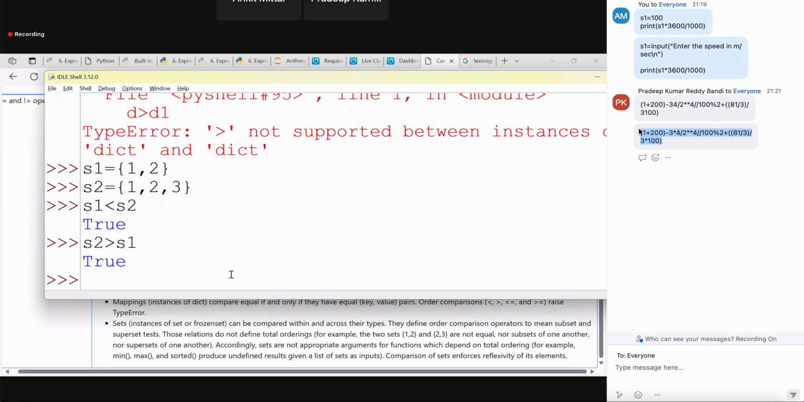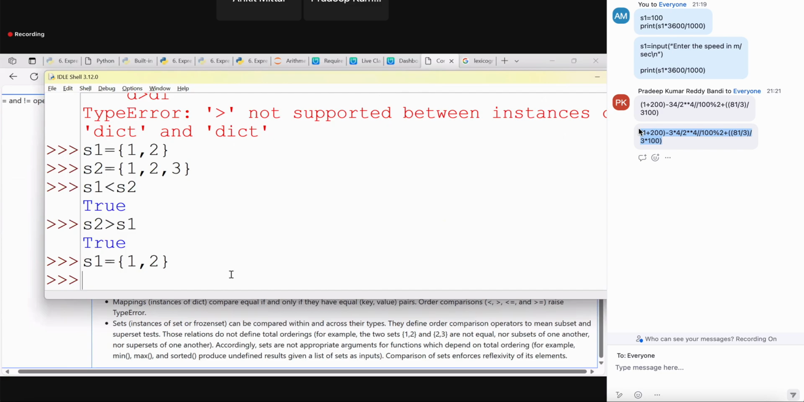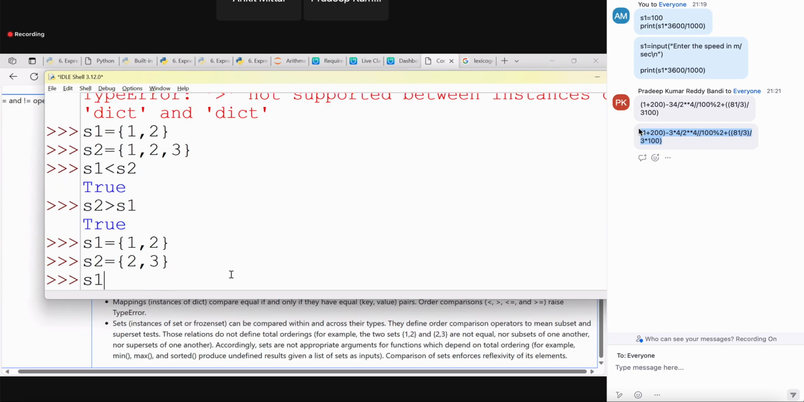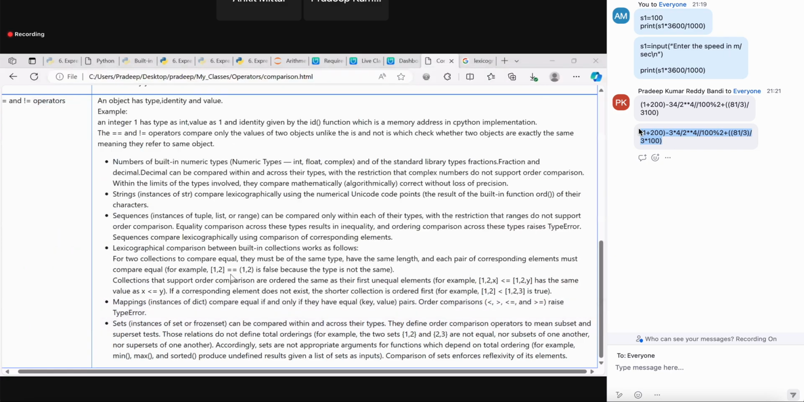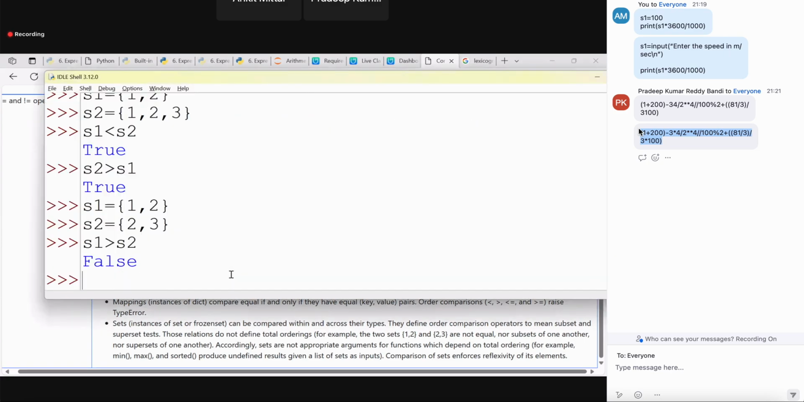But if we take some odd case, like if I say S2 is equal to {3}, then S1 greater than S2 is False. So why is it saying False? Because S1 is not a subset or superset of S2. Ideally it is not defined like this.